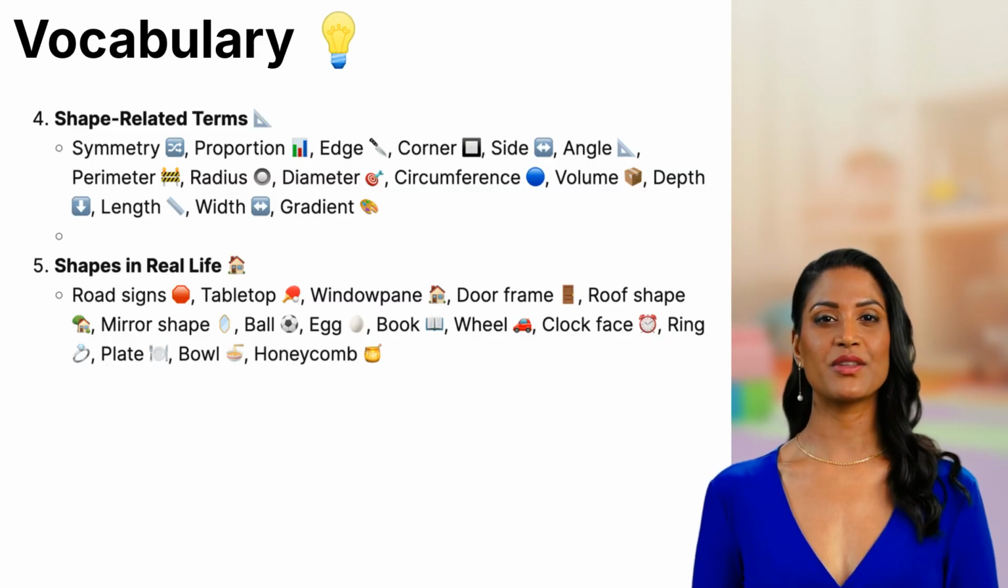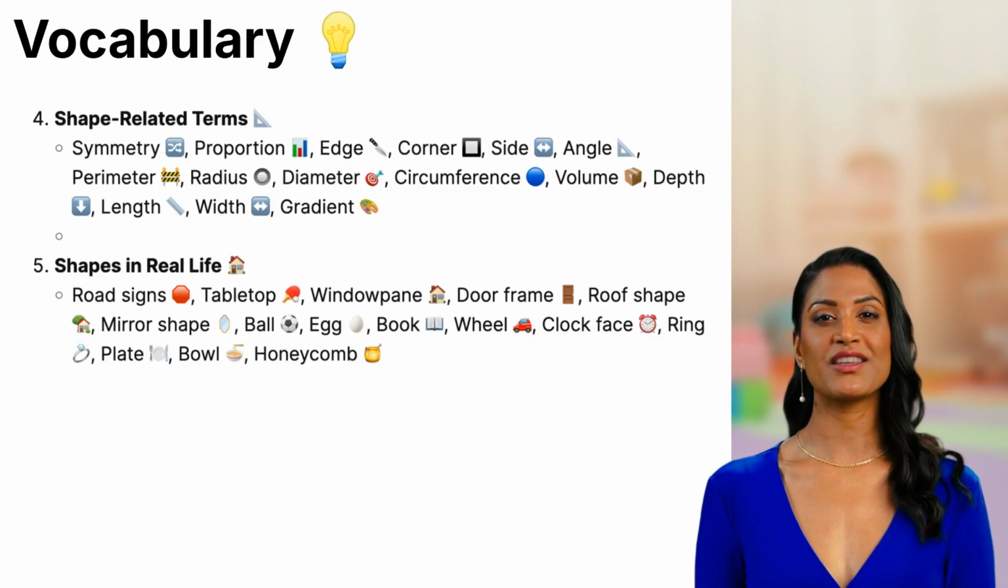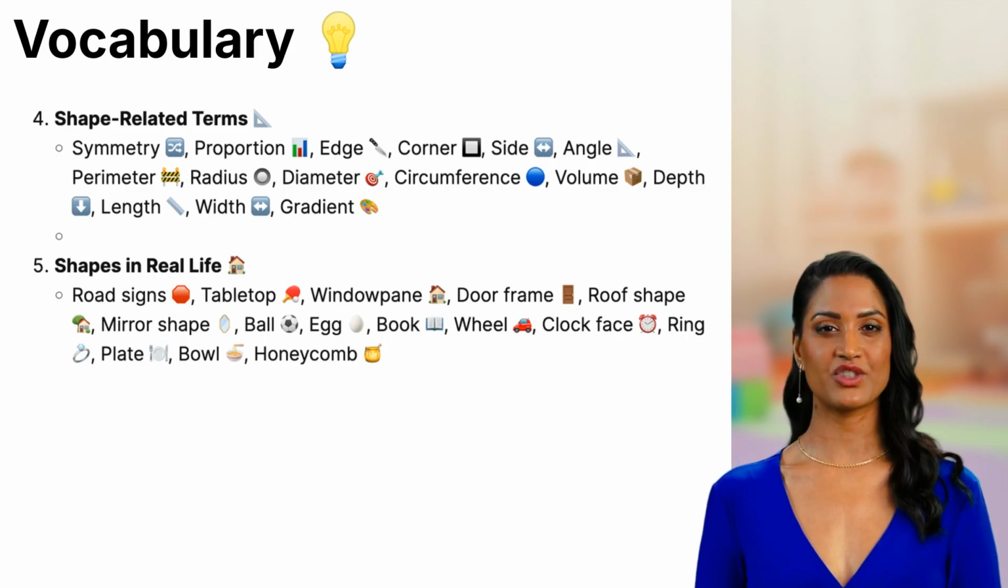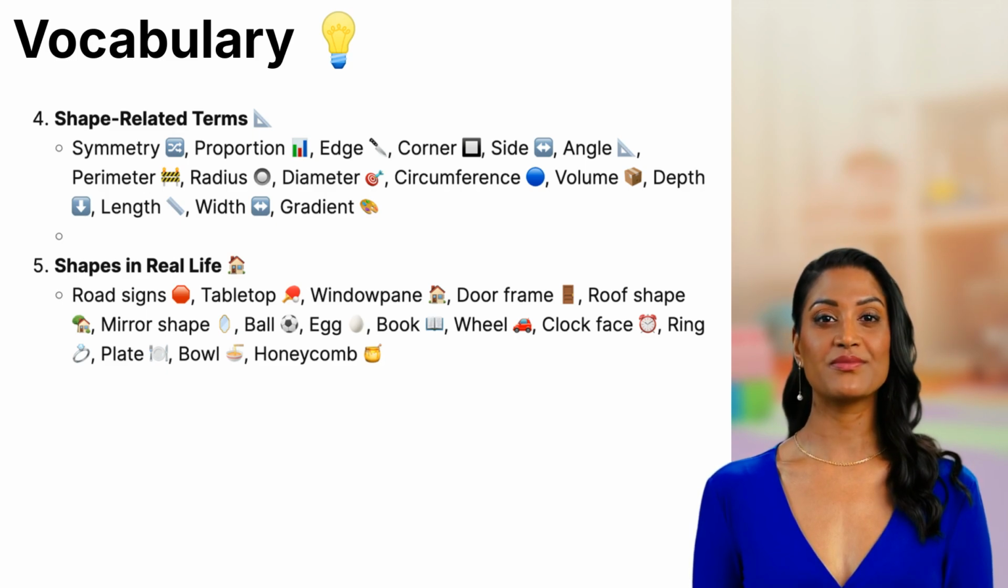4. Shape-related terms. These terms help describe the properties of shapes. Symmetry, when both sides of a shape are identical. Proportion, the relationship between different parts of a shape. Edge, the outer boundary of a shape. Corner, the point where 2 edges meet. Side, one of the straight or curved edges of a shape.